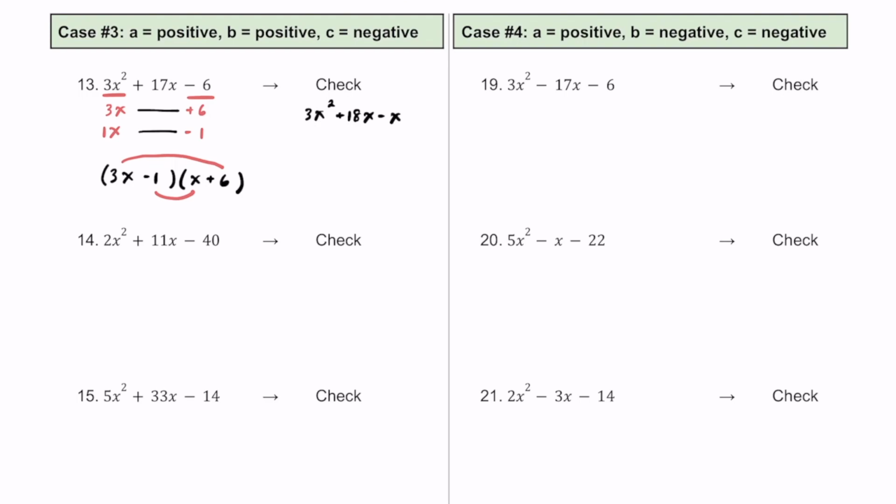And then if we go ahead and check the last one, -1 times +6 is going to be a -6 here. Combining this 18 and -x, we're going to get 3x squared plus 17x and then -6. All right, that would be our factor form, and it looks like we did a good job.